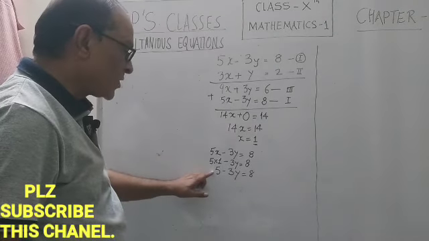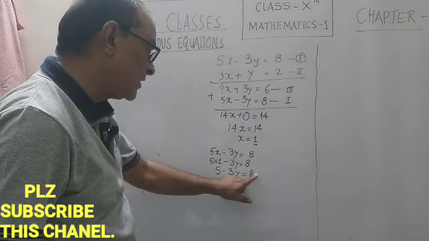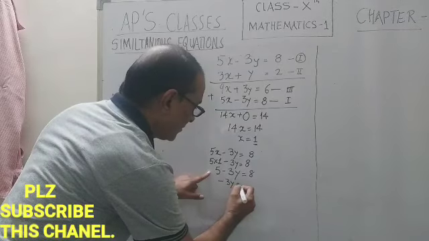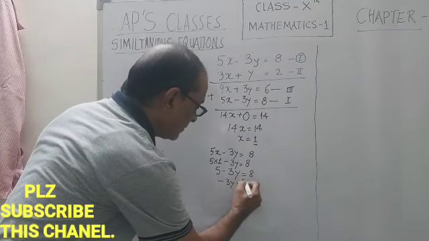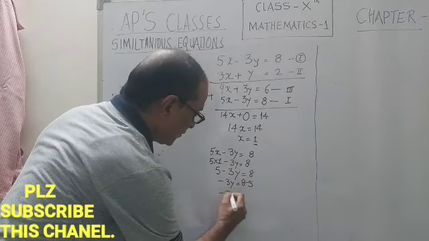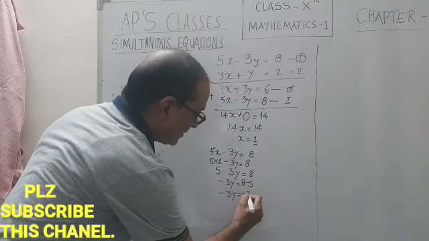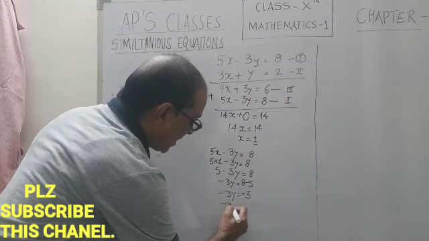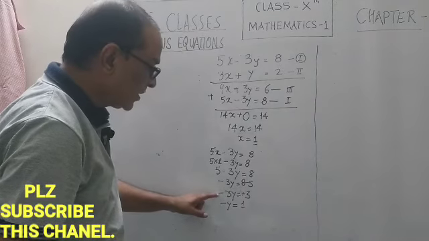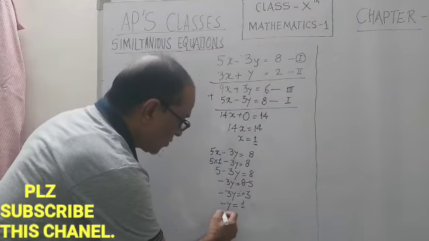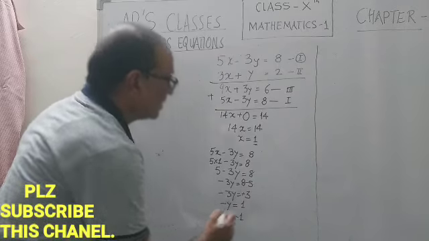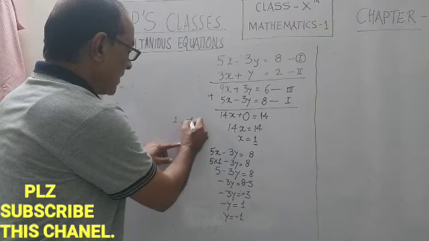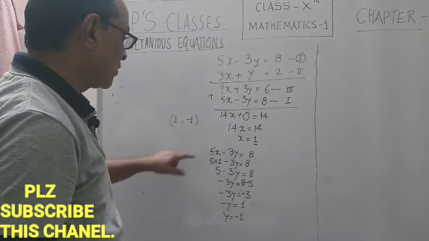Now I want to transfer this 5 to this end. So minus 3y is equal to 8 minus 5. Minus 3y is equal to plus 3. Minus y is equal to 1, dividing by 3 on both sides. So y will be minus 1. X was 1, y was minus 1. This is the answer of this question.